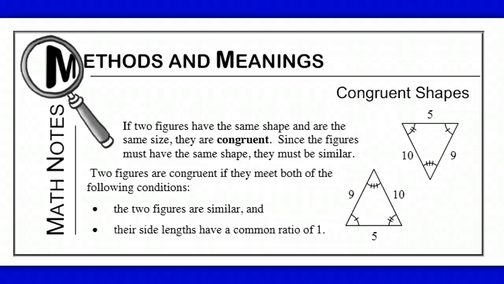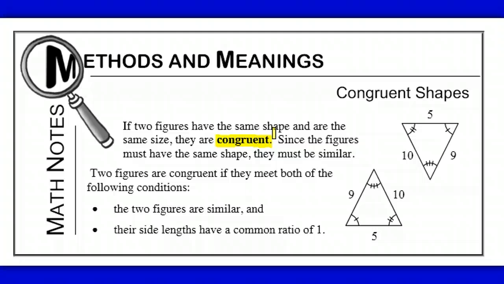All right, congruent shapes. Now I know we're talking about similarity in chapter 3, but what we need similarity to do is to help us form a great understanding about what the word congruent means. So if two figures have the same shape and are the same size, they're congruent. And since the figures must have the same shape, then we can also call them similar. So similar figures that didn't change.